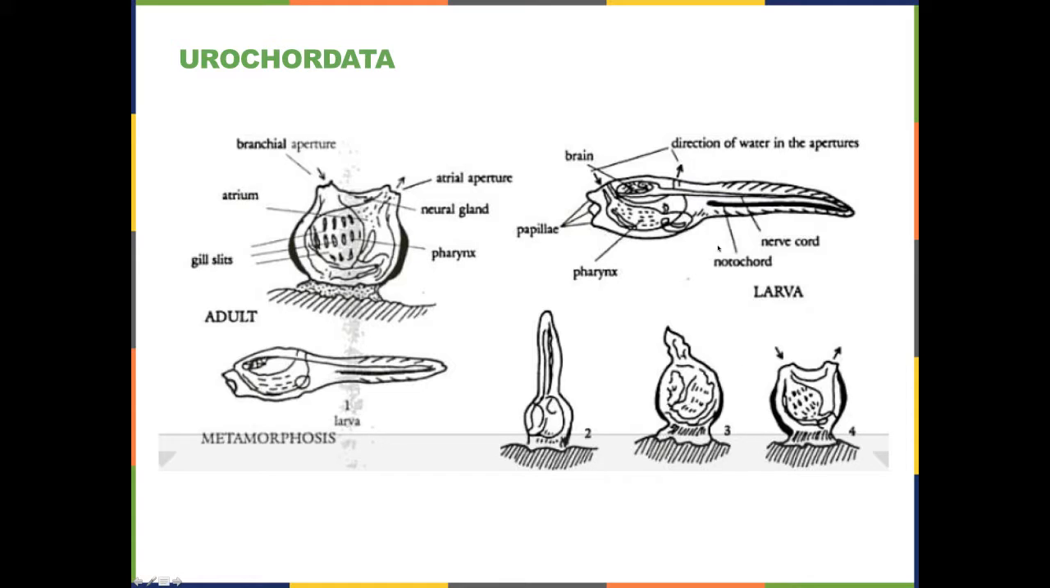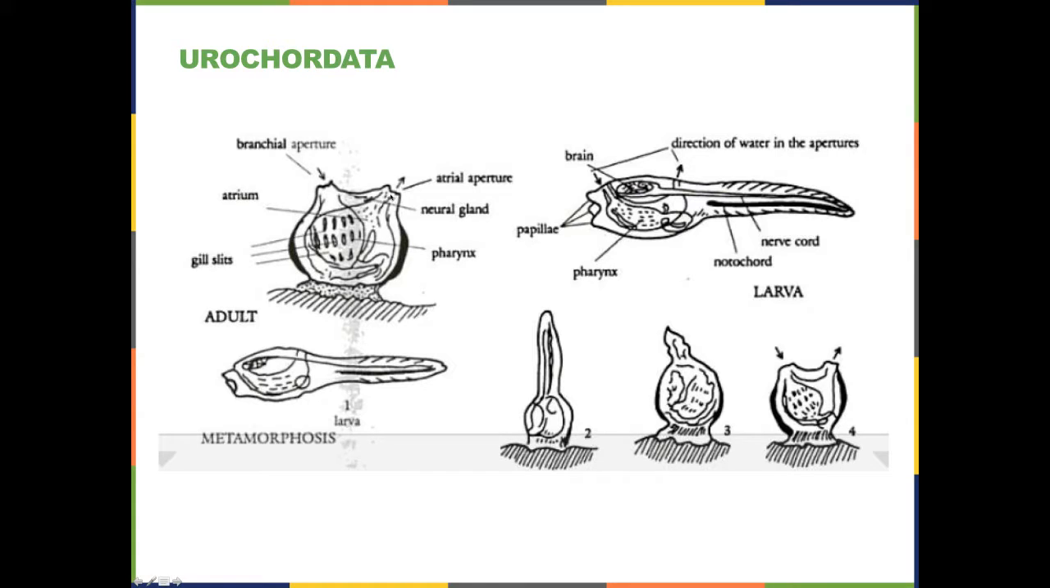And here's the larval stage with the notochord here and the dorsal nerve cord here with the brain here. And here's the adult, and the adult takes in fluid here. It passes through a gill area where oxygen is extracted, and then it passes out this way.